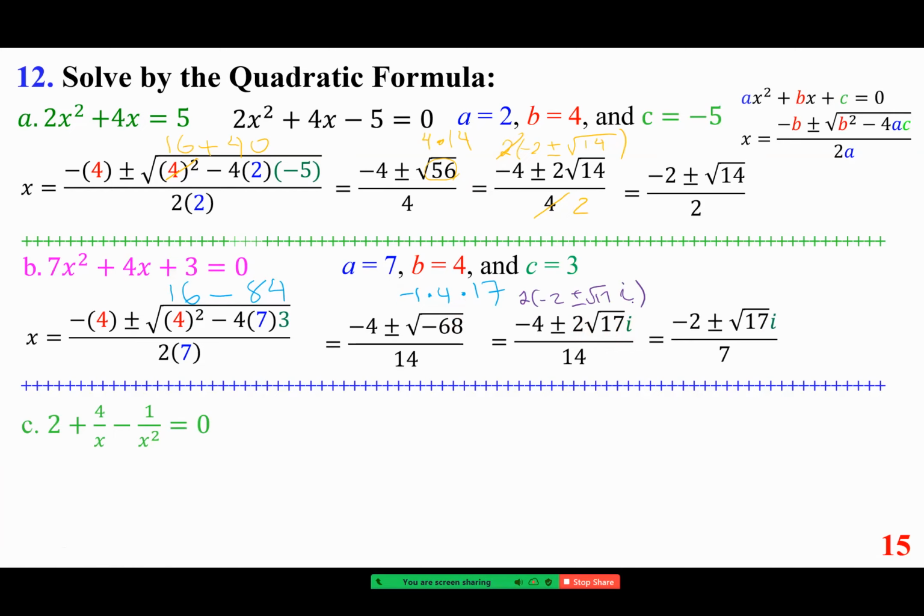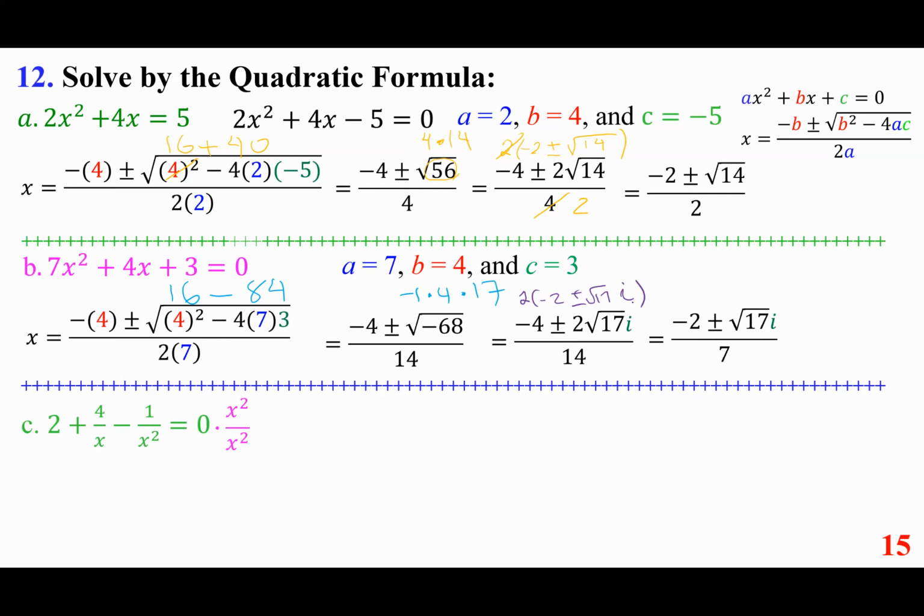And this is the final answer. Now, part C clearly is not a quadratic equation. It can't be done by the quadratic formula the way it's given. But one way is to multiply the top and the bottom by x squared.